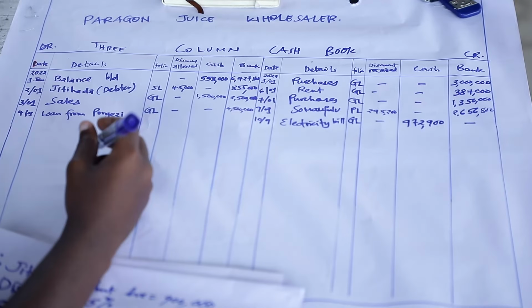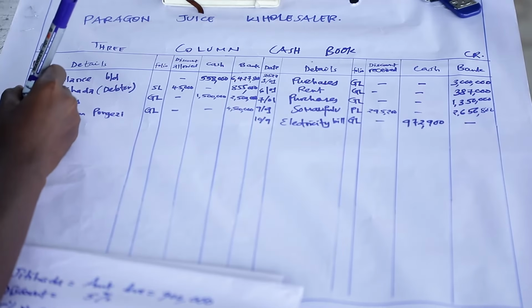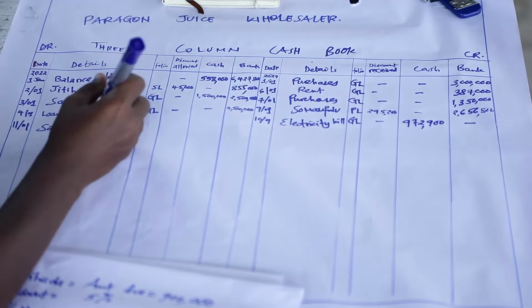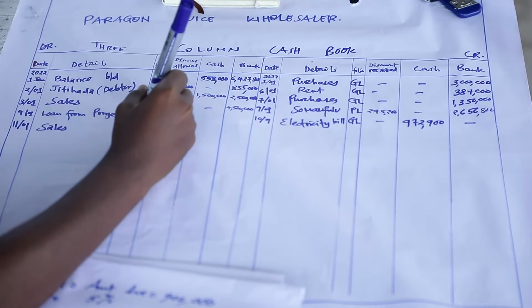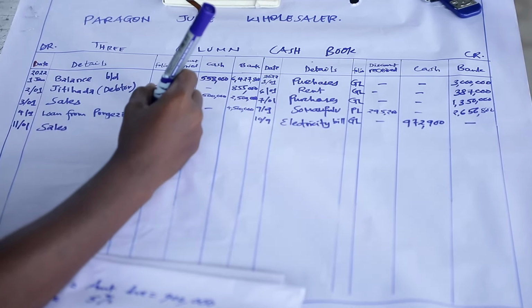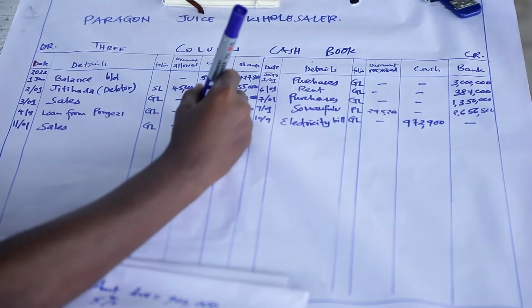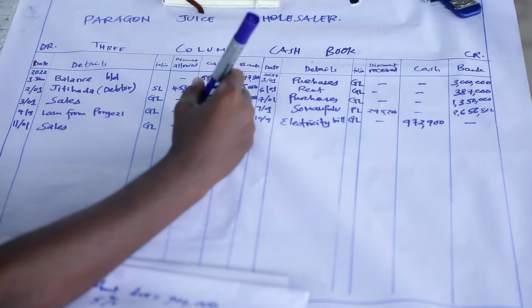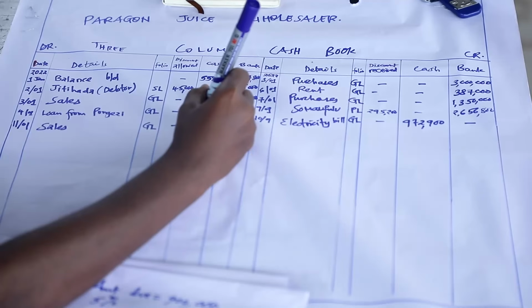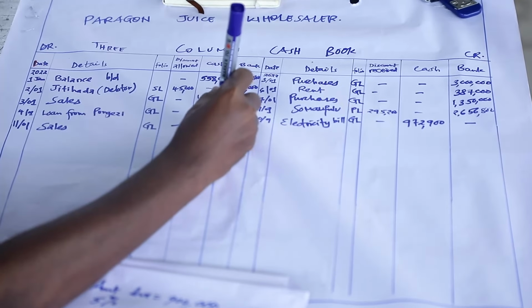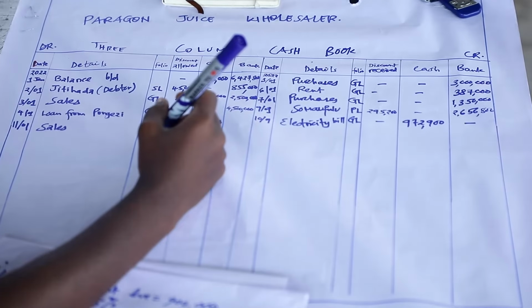And on 11th cash sales. Cash sales maana unapokea hela baada ya mauzo. So tutaenda kuweka upande wa debit. So we'll have sales and this will go to the general ledger. So sales ya 2,000,000 ambayo itakuwa ni cash sales. Sasa 2,000,000 inakwenda kwenye cash column. So after there we're going to the next transaction.